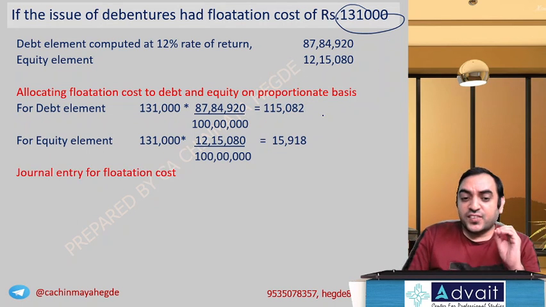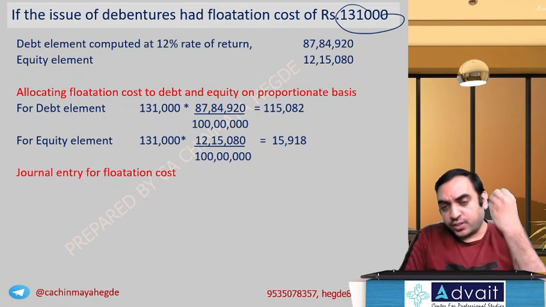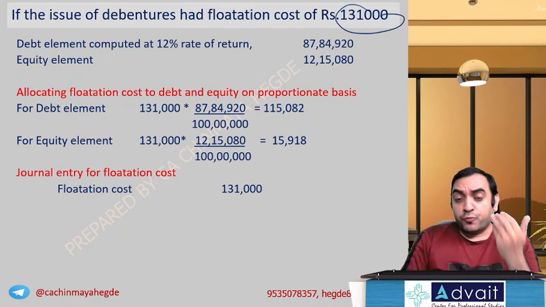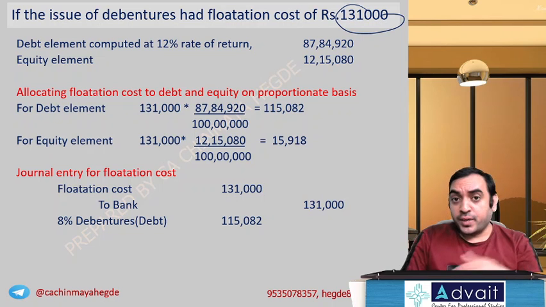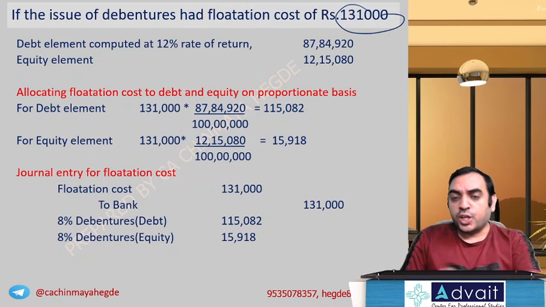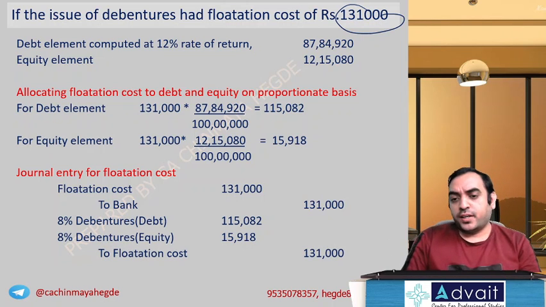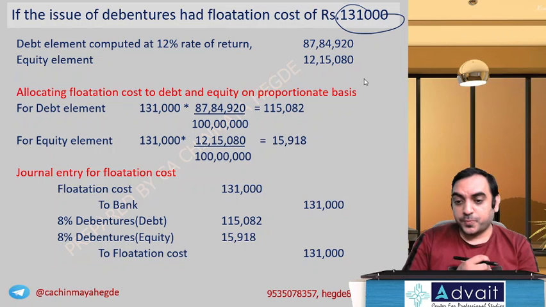Now, what entry do we pass for this? That's also we'll understand. Flotation cost account debit to bank 1,31,000, and debt component transfer to debt, and equity component transfer to equity component. So effectively now equity component will reduce.